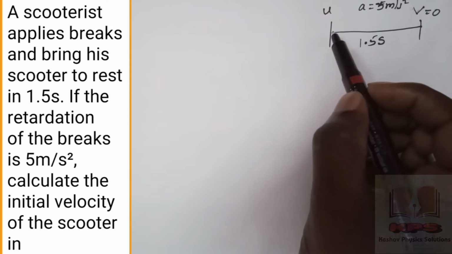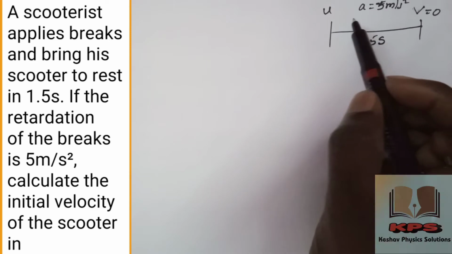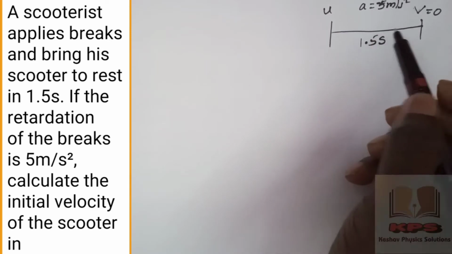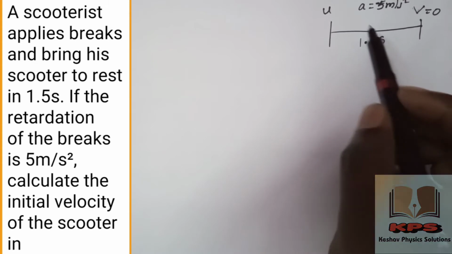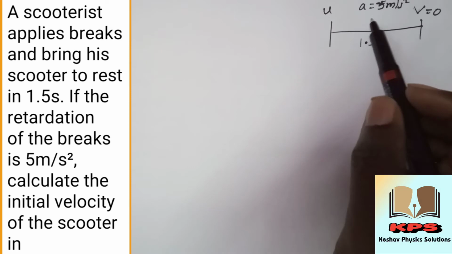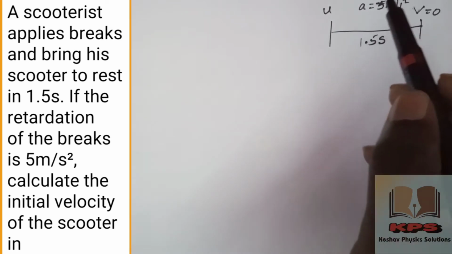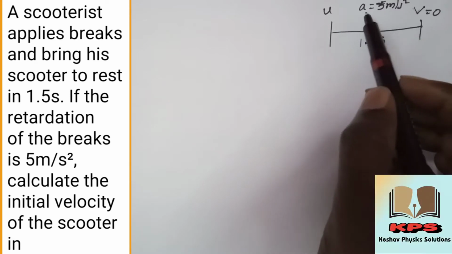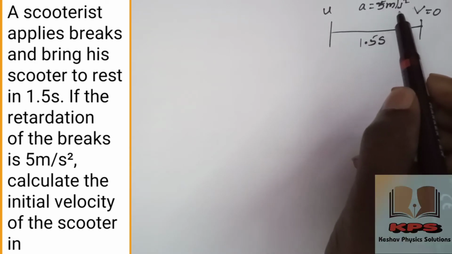When the scooter is here, he applied the brakes. When he applied the brakes, it does not stop instantly. For stopping, it is taking 1.5 seconds, and velocity is decreasing, and finally it comes to rest. That means velocity is decreasing. Increasing velocity is acceleration, but here it is decreasing velocity, meaning deceleration or retardation. So a is equal to minus 5 meter per second square.